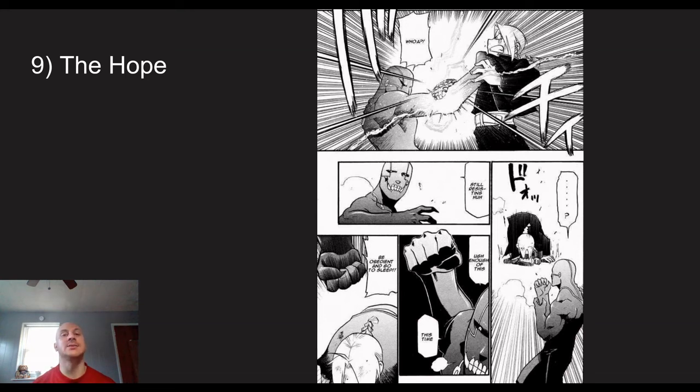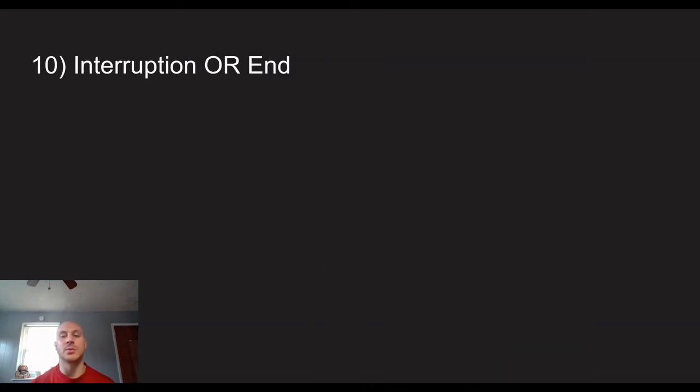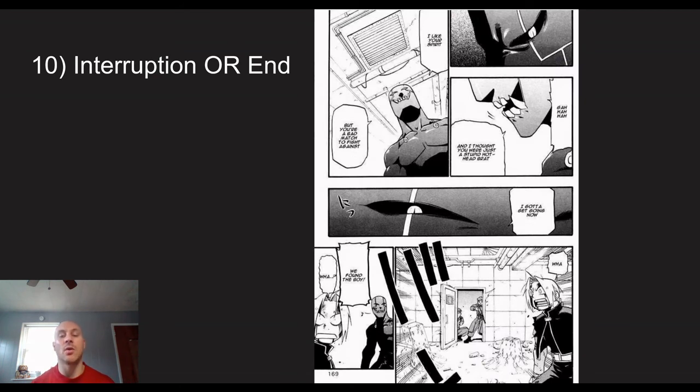And that's what you want. You want this action scene to feel a little bit like a roller coaster of emotions, and this is a good way to do it. You have a low point, you have the hope, then you have this next point, which is an interruption or the end of the conflict, right?